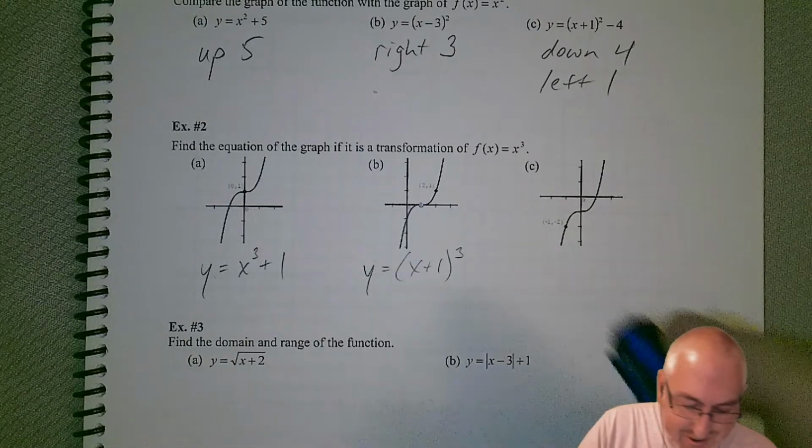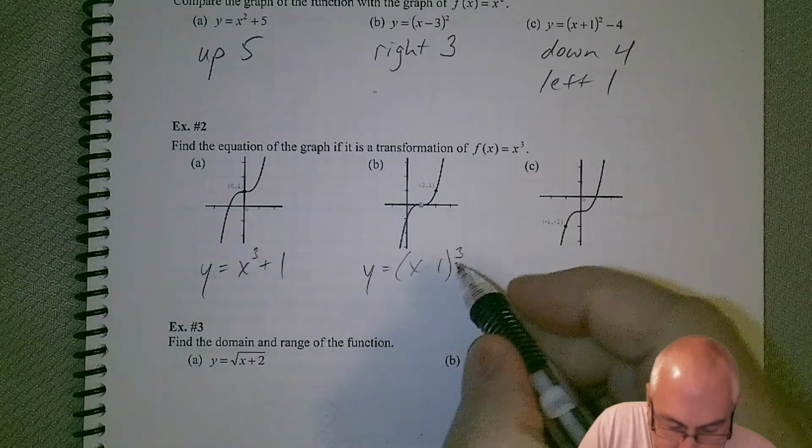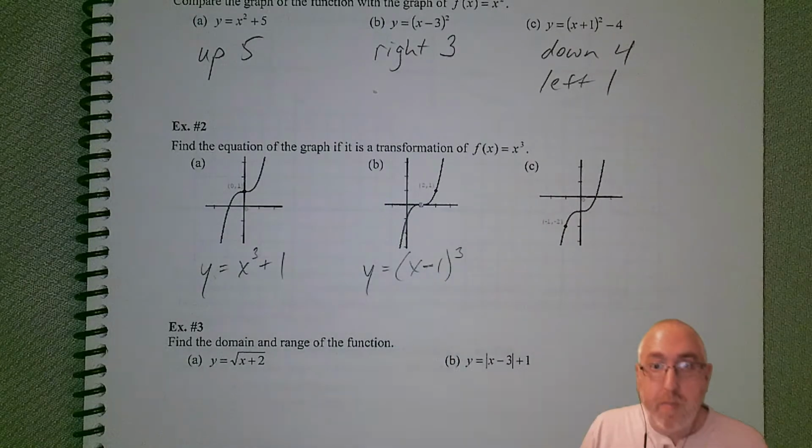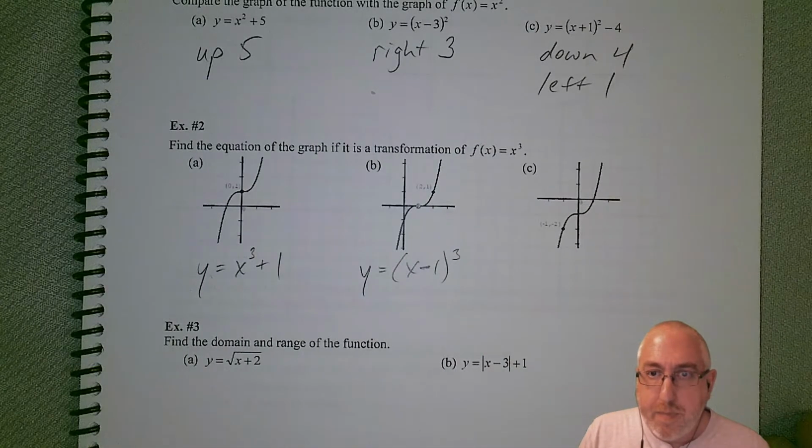There's my buzzer. Hopefully you got that right. It's not plus 1, it's a minus, because it's shifted to the right, it's backwards, remember. All right, what about this last one?